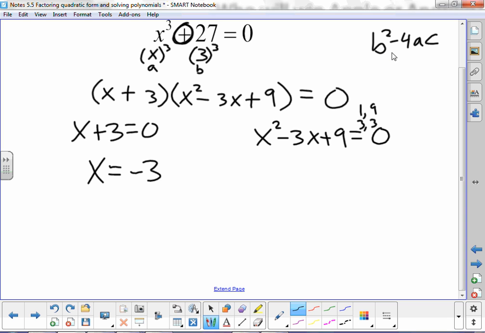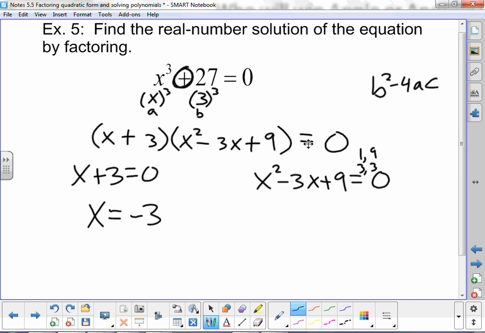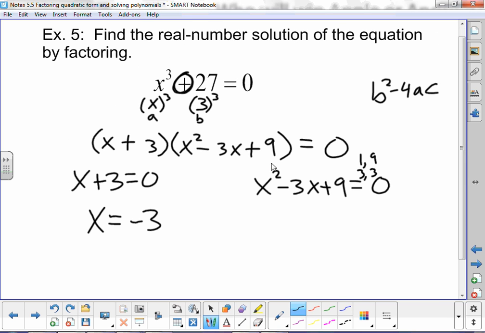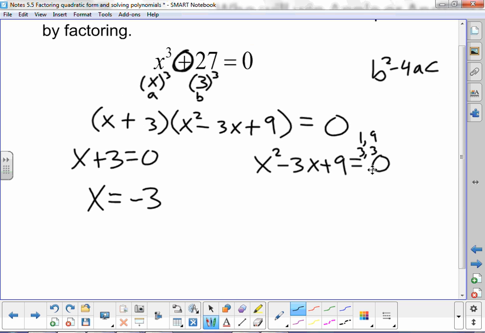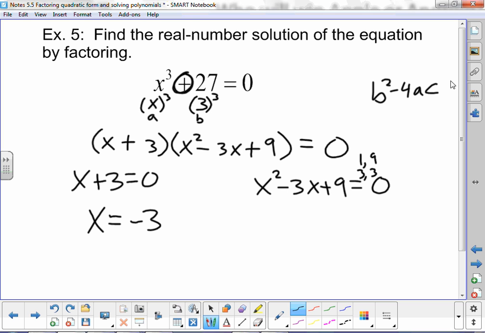So if I actually use the discriminant right now, I can figure out, is this going to be imaginary? Because if it's imaginary, I don't got to worry about it, because the directions say find the real number. Now, if it didn't say that, you would actually have to solve this out, and then if you got imaginary numbers, or complex numbers, they would be part of your answer. But let's try this first.